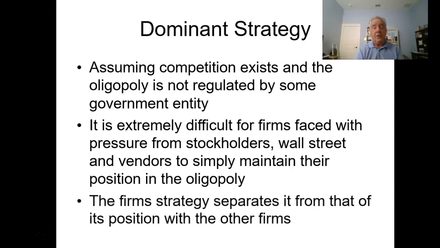So firm strategy separates its position from that of the other firms. See, what happens in a lot of cases is that one firm ends up being the dominant firm. And if that occurs, which probably does, are the other firms that are in the oligopoly going to be content with letting that guy be the dominant force in the oligopoly? It takes a tremendous, if you think about it, it takes a tremendous amount of collusion.